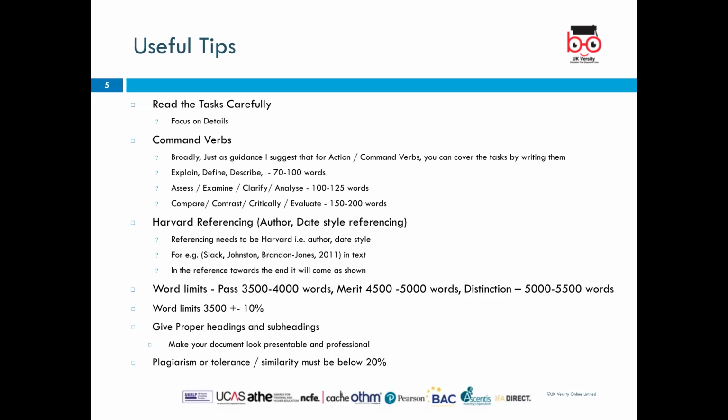Word limits: for a pass grade, it is 3,500 to 4,000 words, then merit is 4,500 to 5,000 words, and distinction is 5,000 to 5,500 words. The word limit is plus or minus 10%, so you can go higher or lower than the word limit by 10%. Give proper headings and subheadings.